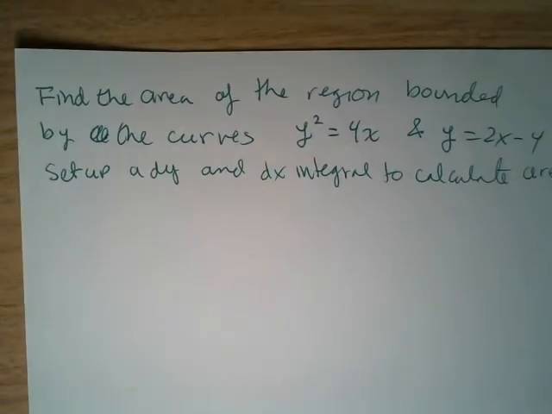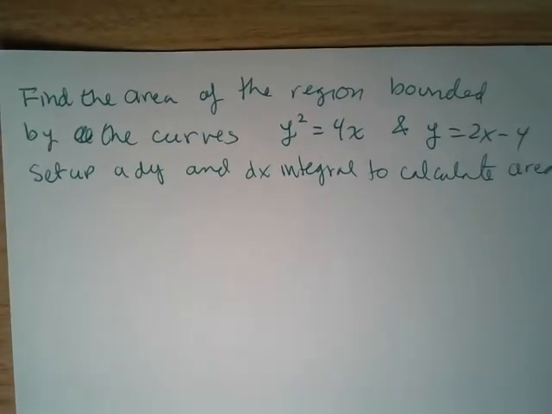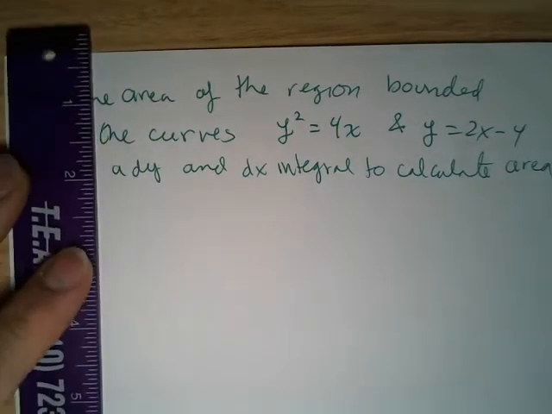Again, here we're going to set up a dy and a dx integral. So it says find the area of the region bounded by the curves y squared equals 4x and y is equal to 2x minus 4. So again, I'm going to start by generating a graph, whether that be just by hand or Desmos, which is always a really good tool that'll help us see the graph of these two curves. So let me draw my axes here.